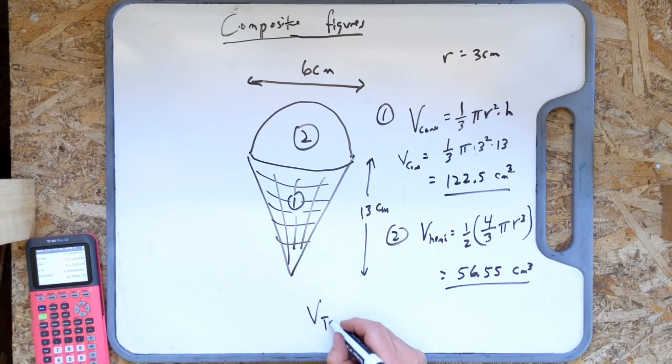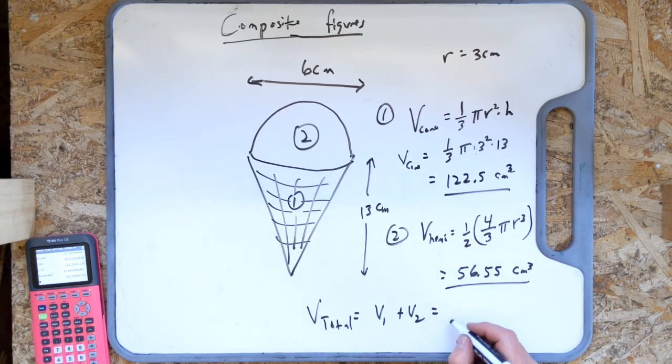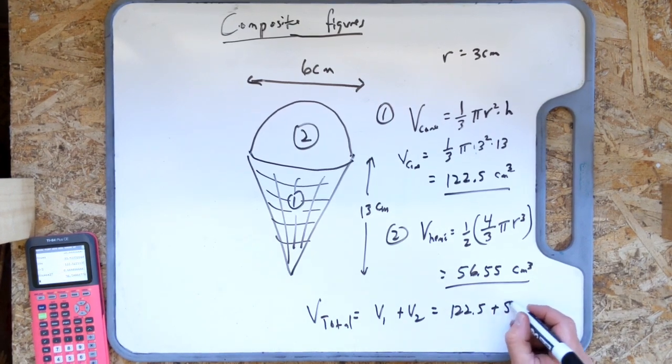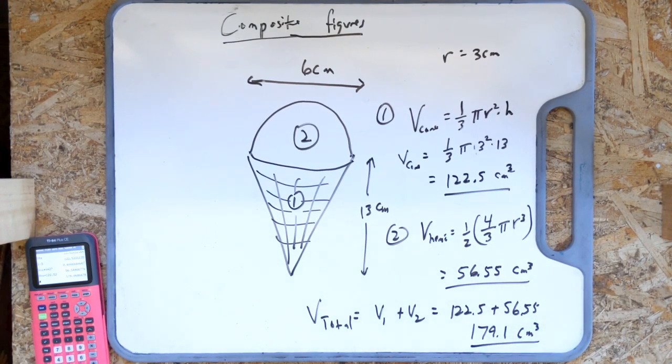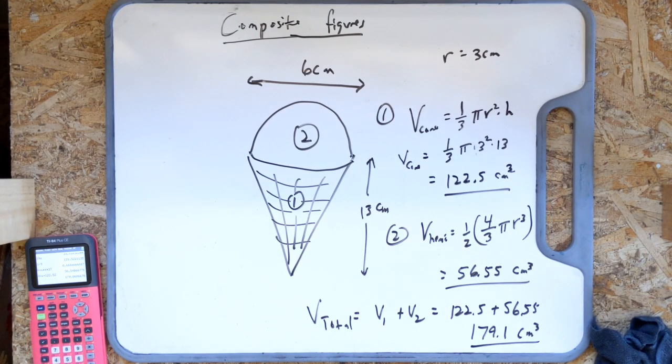Now if I want a volume total, it's simply volume of 1 plus volume of 2. Just add these 2 numbers together. 122.5 plus 56.55. And that gives me 179.1 cubic centimeters. There we go. So again, back to this, you'll have a series of composite figures, I think, in the next homework. Just break it into individual figures that you can find using our basic formulas, and then add them up when you're done. And that's it.